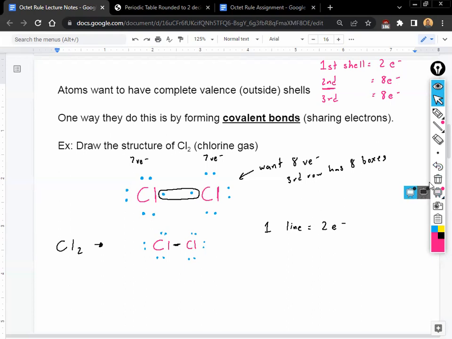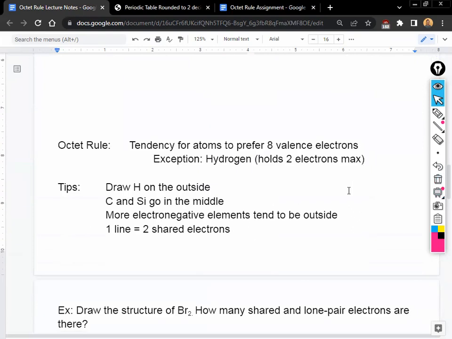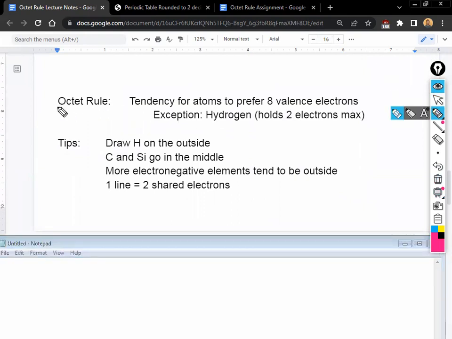So there are a couple rules that I want to give you guys that'll help you as we do the problems. If you notice, a lot of the elements want to have 8 valence electrons. Make sure you write this down. It's called the Octet Rule. Basically, atoms want to have 8 valence electrons. The only exception that we're going to run into in this class is hydrogen. Hydrogen wants to hold 2. Everybody else is going to want 8. Hydrogen can only have 2 electrons because it's really small, and everybody else wants to have 8 valence electrons.